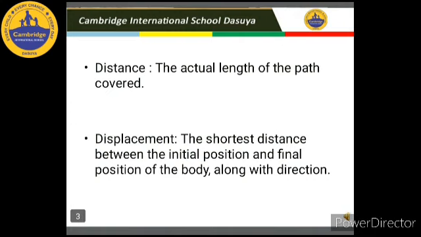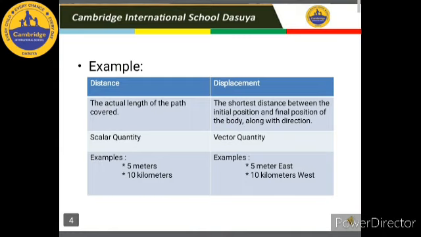Distance is the actual path covered by an object, whereas displacement is the shortest distance between the initial and the final position along with direction. Now, let's understand what is the difference between distance and displacement. As you already know, distance is the actual path, whereas displacement is the shortest path. So, distance depends upon the path followed. It does not depend upon any particular direction.